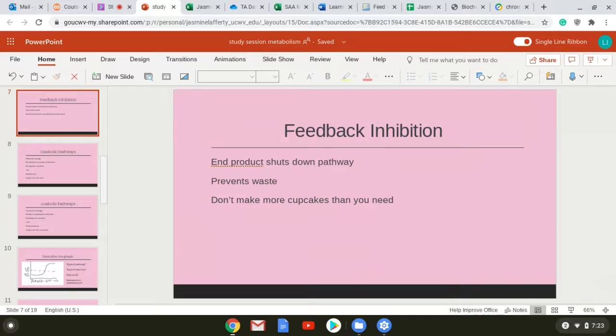Basically, it means that there's no more room to make more product. You're out of room, you're out of space. And also, the cell knows that it can't use all of it. So the end product is going to shut down the pathway. So it's like turning off a light switch. That end product is going to flip the light switch. It's going to prevent waste. Okay. Any questions about that? Because I know that's kind of confusing.